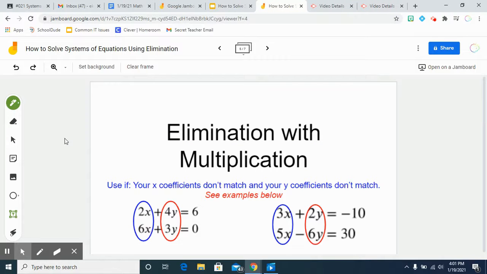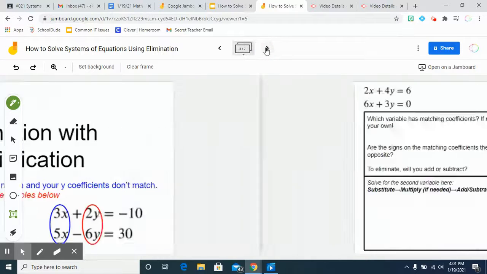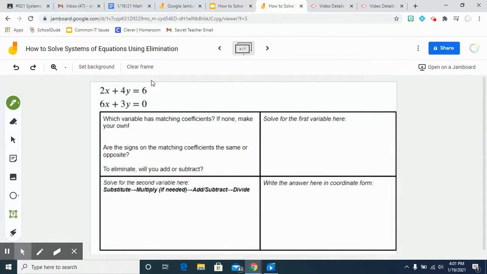In our final 2 examples, we're working with elimination with multiplication. And we use this if your x coefficients don't match and your y coefficients don't match. For example, 2 and 6 don't match, 4 and 3 don't match, 3 and 5 don't match, and 2 and 6 don't match. So we have to use multiplication to make them match. Let's look at our first example.